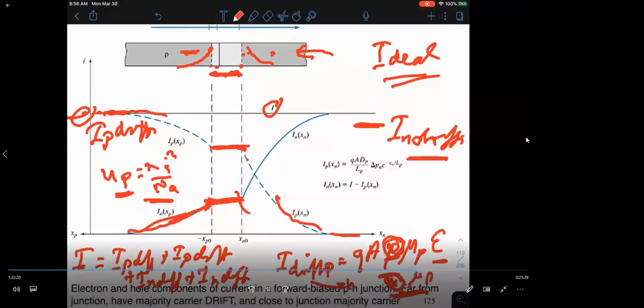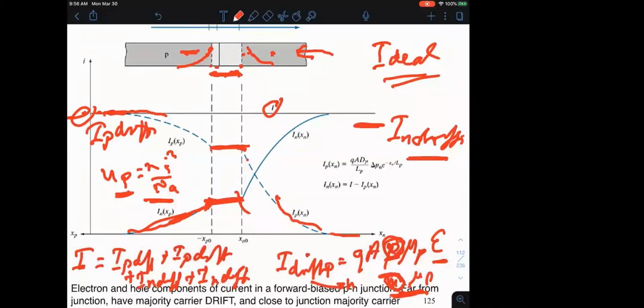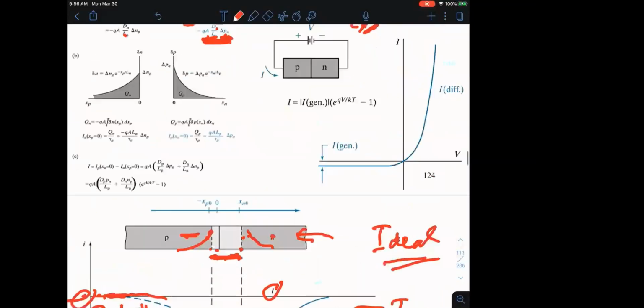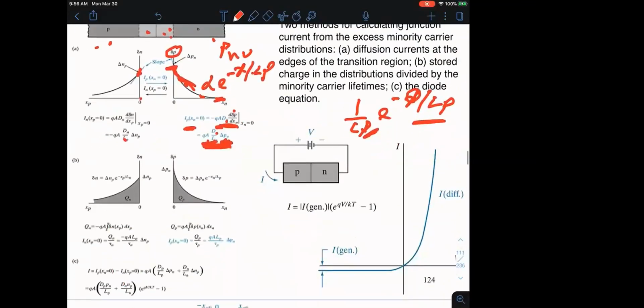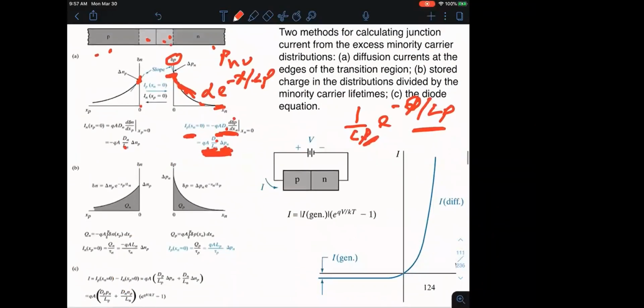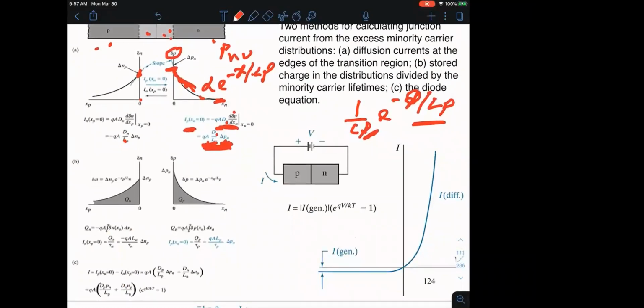Now I can calculate this expression for the current by another technique which is known as the charge control model, and that is shown in this part of the figure. This is an alternative way of calculating the current, and of course the total value of the current should be the same regardless of how you do the calculation. Okay? So what does the charge control approach look like?